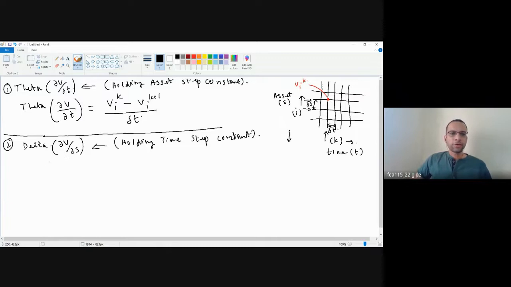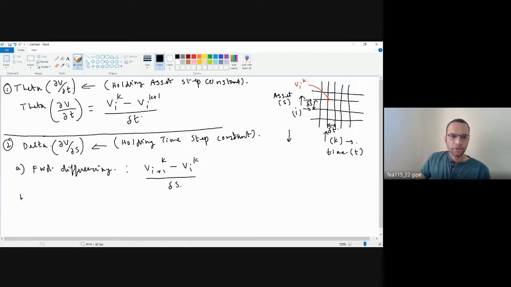Now, a few ways to write theta. I'll tell you the three ways, and generally I'll tell you the one which is preferred by market participants. One way is through a forward differential. Forward differencing would look like, I have to move along the i-axis, right? So V(i+1,k) minus V(i,k) upon delta S.